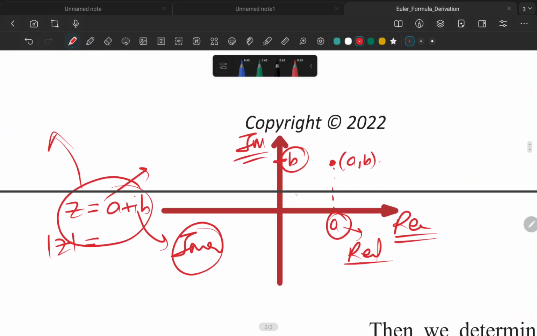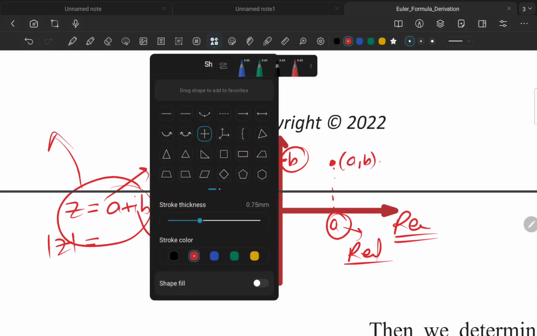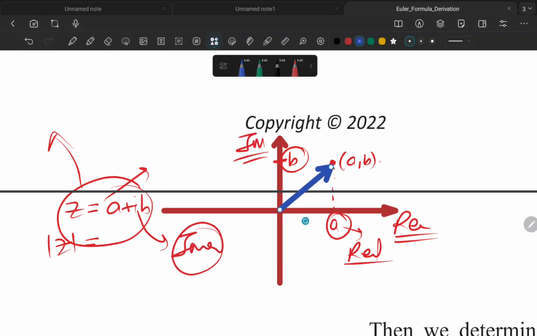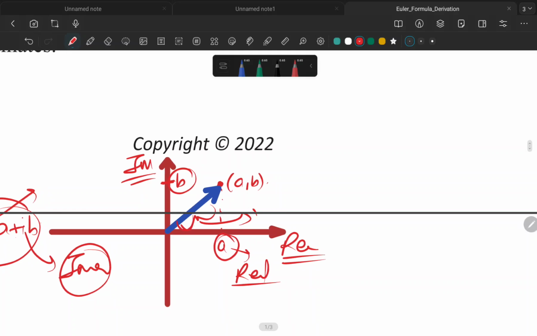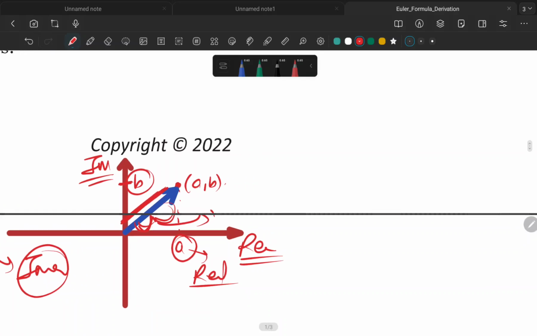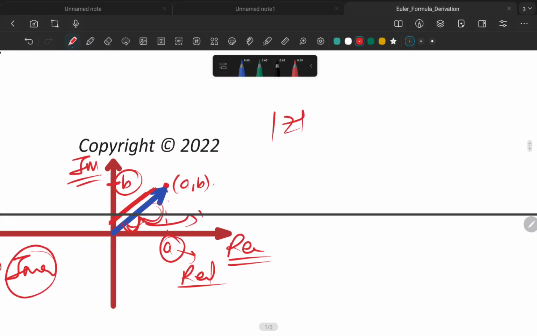That's what we're talking about. Let me make it more clear for you. This is what it represents. So when you ask for the length of this line, what do you say? I hope you understood, guys. I'm just asking about the length. So this would be the mod of z, that is the square root of a squared plus b squared.